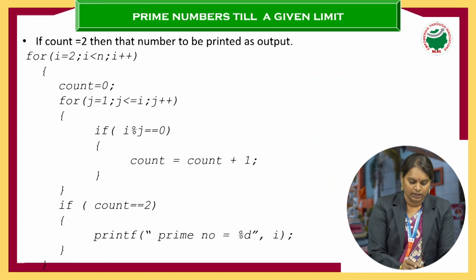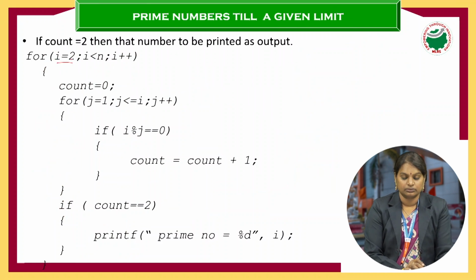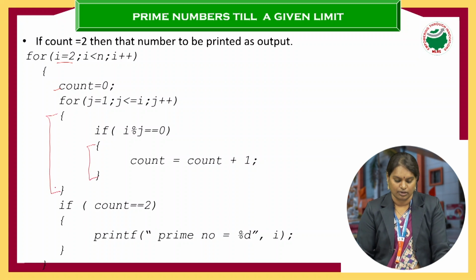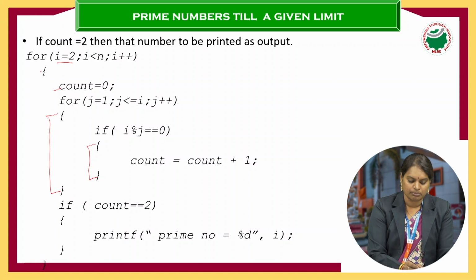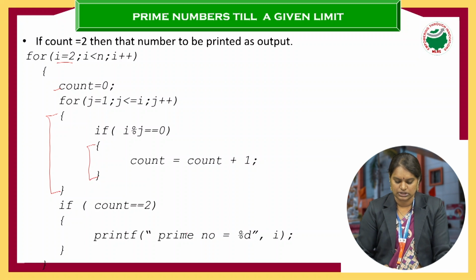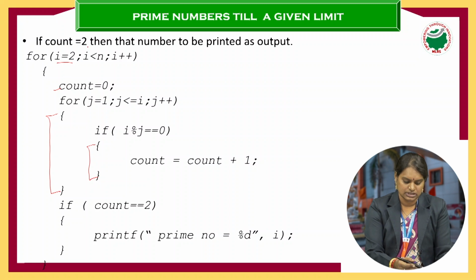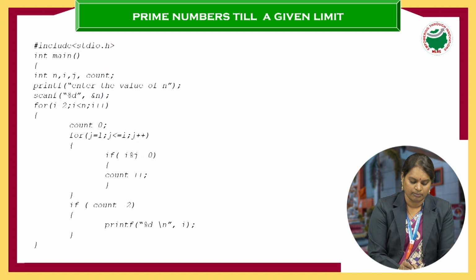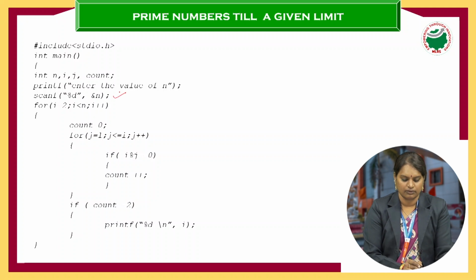Now see here, as I told, I will be starting from 2. Your count is initialized here to be 0, so that it resets for every I value. This is the closing of the if, this is the closing of the for, that is the inner for loop. Before changing my I value, I have told that if count is equal to 2, print that value. And then when I increment, the same procedure happens repeatedly. This is your final program where I have taken n value as the limit.